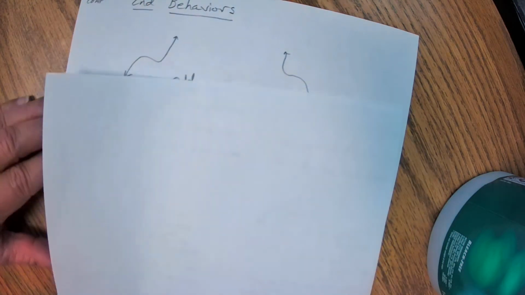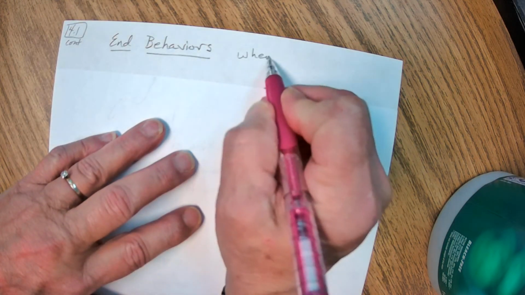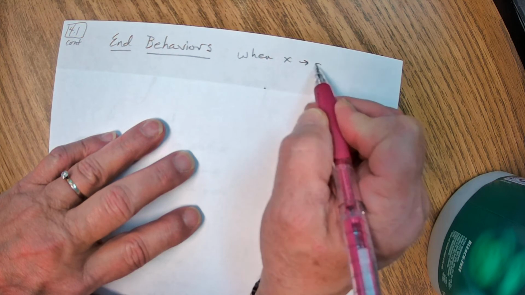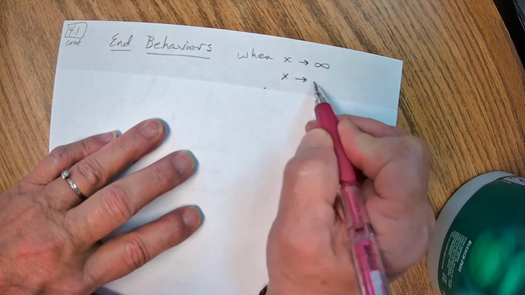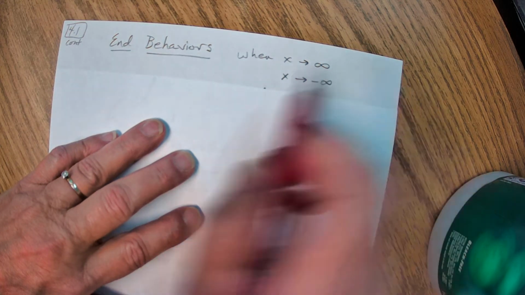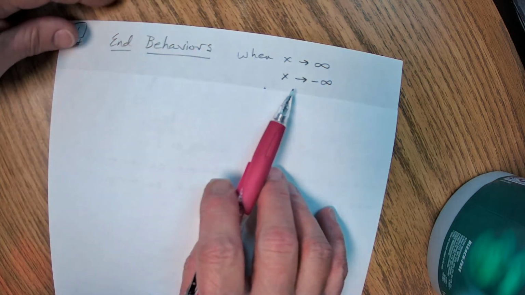All right, continuing on with 4.1. We're really interested in what happens at the ends of these functions. In other words, end behaviors when x approaches positive infinity or when x approaches negative infinity. In other words, I want to know what happens when x gets really, really big and when x gets really, really small.